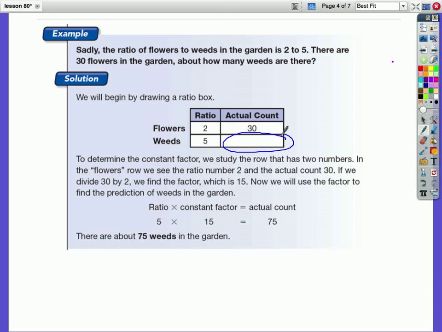Okay? So to determine the constant factor, we study the row that has 2 numbers, our ratio and actual count. The flowers, we have the ratio is 2, actual count's 30. So now, if we divide 30 by 2, we find the factor that we're going to be using, which is 15. Okay? So now we're going to use the factor to find the prediction of weeds in the garden. So I did 2 times 15 is 30, and we do 5 times 15 to get 75. You can see down here there's about 75 weeds in the garden.